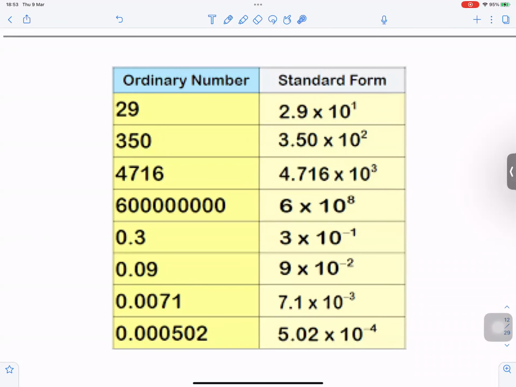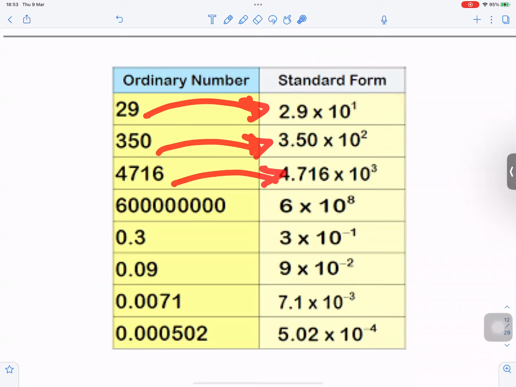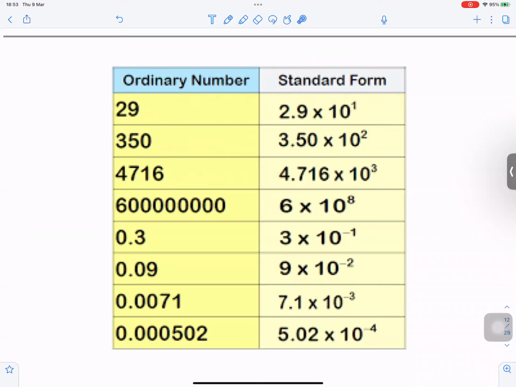This is just information for you to understand the difference between an ordinary number and standard form. Standard form has a decimal point after the first number. This could be 0.0, and then it has a power there. You can get your calculator to change it for you. Put it in scientific. You can go back and forth using the calculator, or you can do it without a calculator.